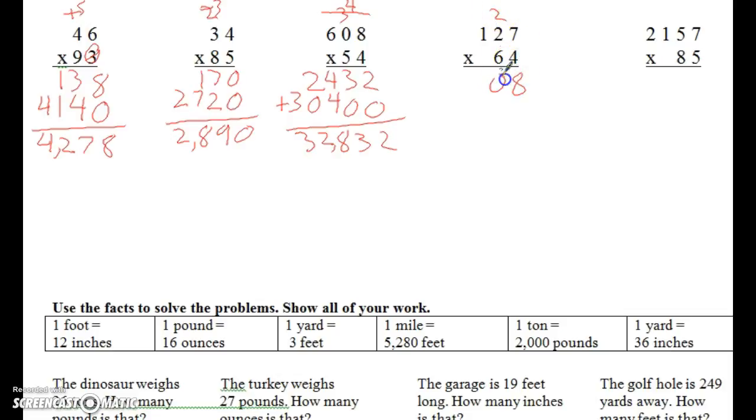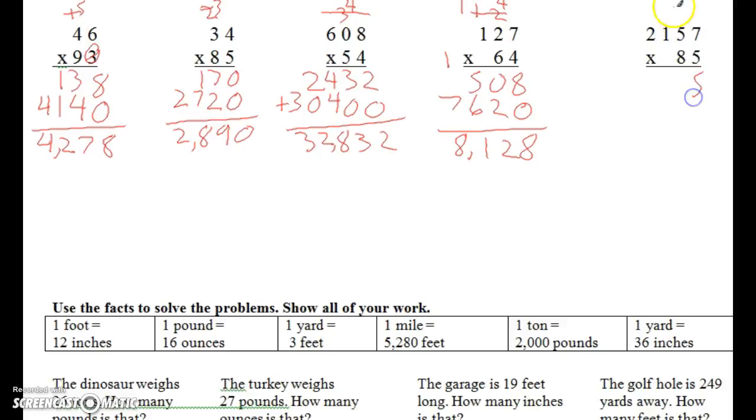7 times 4 is 28. 8, 10. Carry my 1, 4, 5. Marco Polo. 6 times 7, 42. 6 times 2 is 12 plus 4 is 16. 6 times 1 is 6 plus 1 is 7. 8, 2, 11, 718, 8,128.